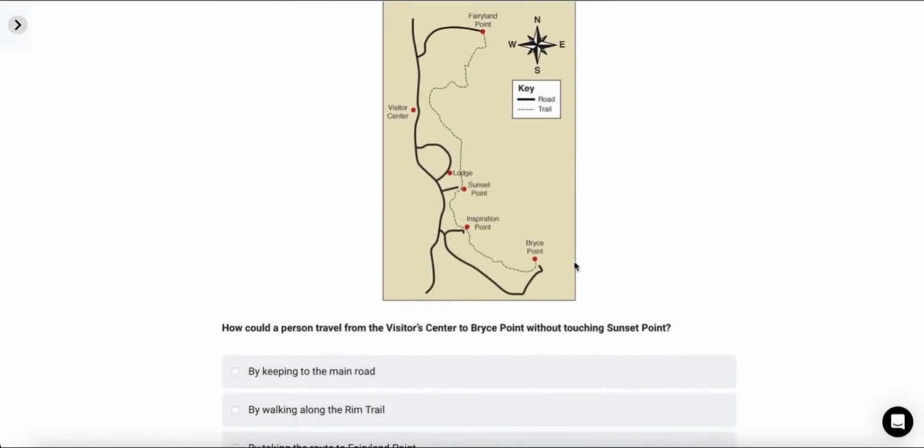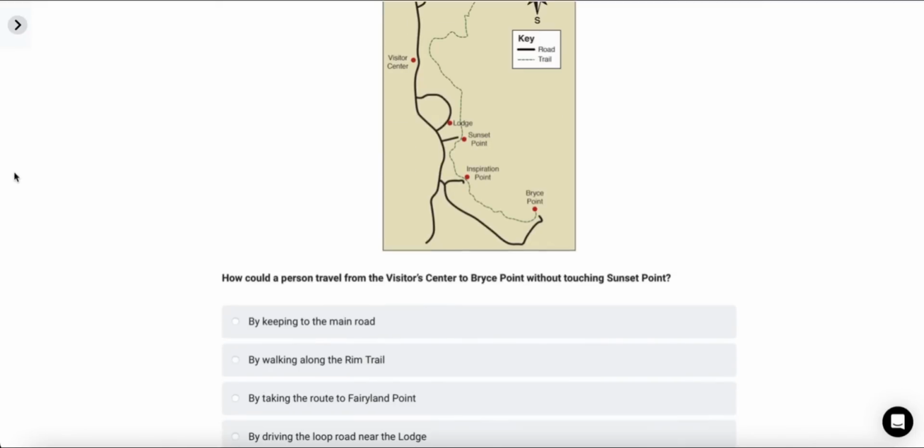How could a person travel from the visitor center to Bryce Point without touching Sunset Point? Here is the visitor center. Here is Bryce Point. We don't want to touch Sunset Point. Here is the road. It would seem that you want to keep going south and avoid the trail if you don't want to head to Sunset Point. Staying on this main road would get you there. So the correct answer is the first one, by keeping to the main road.